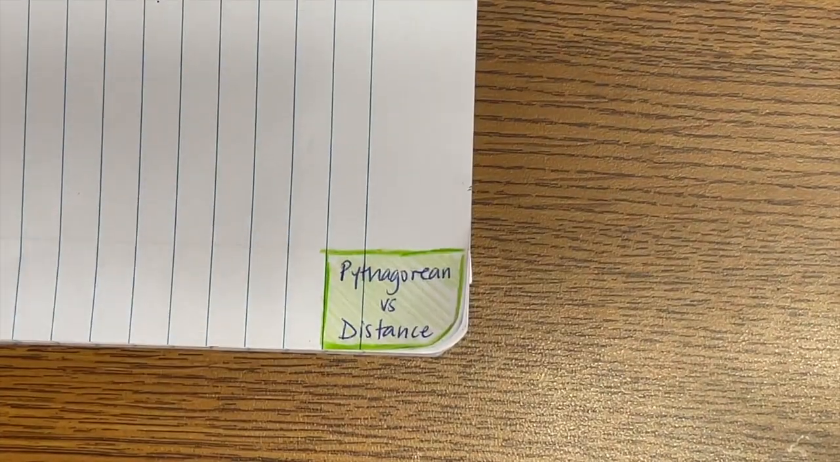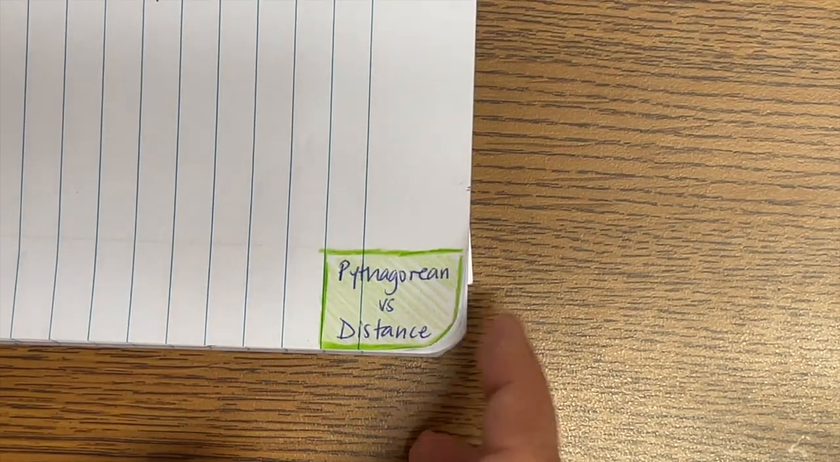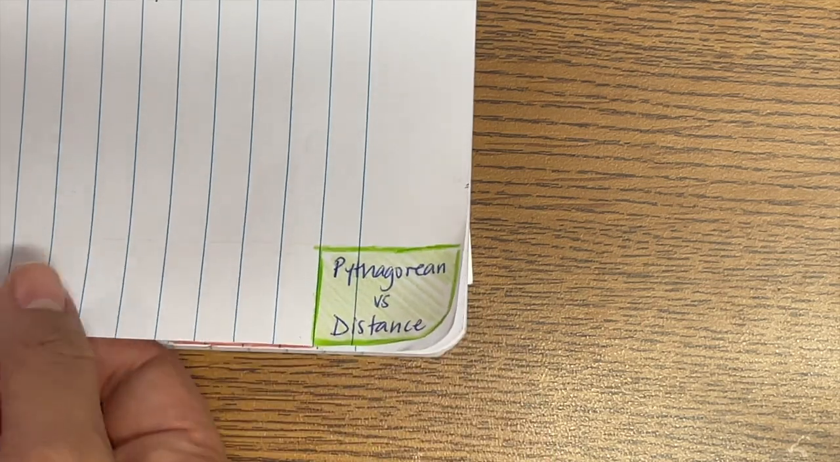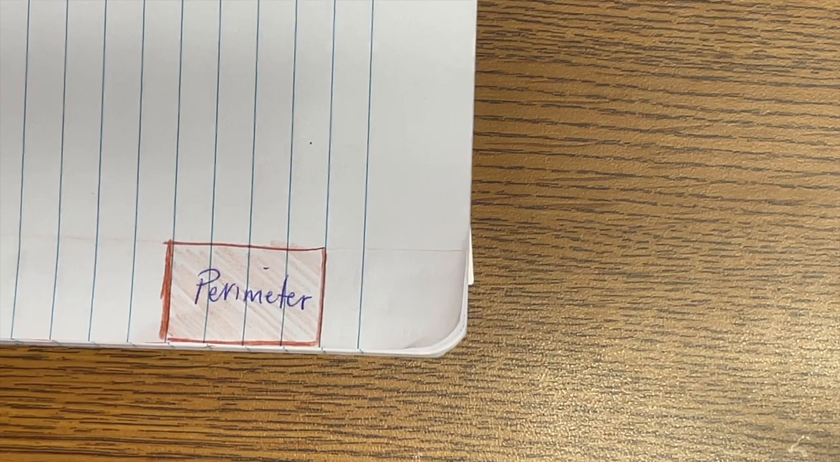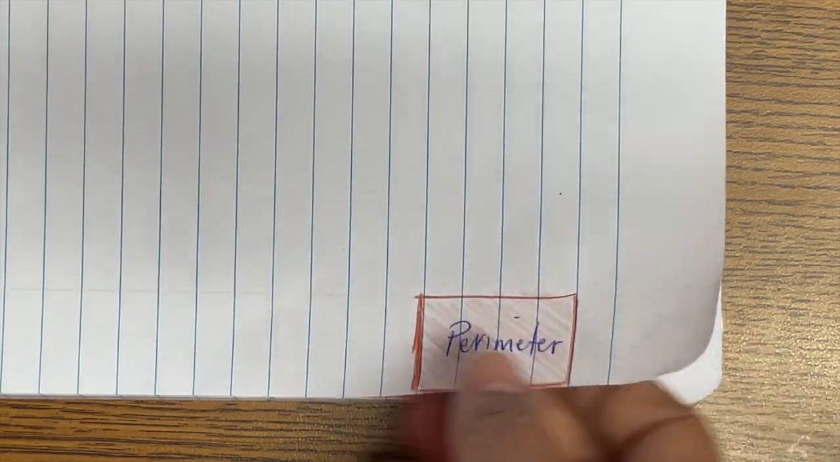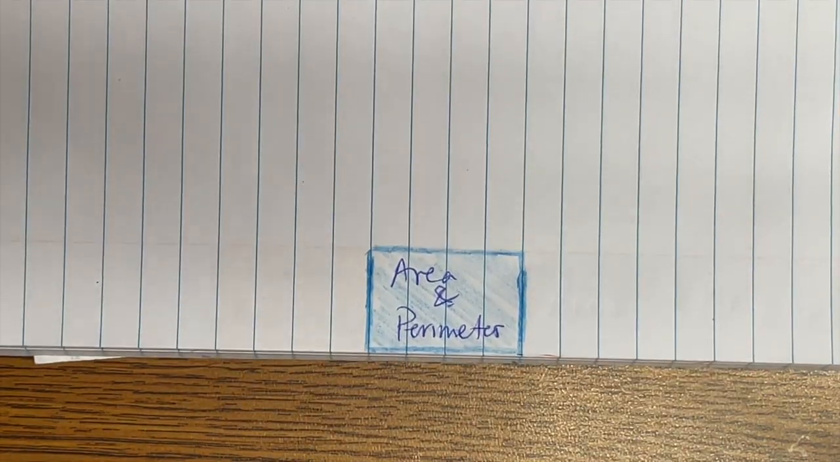So our first tab is going to be called, and I'm just going to fold it over, Pythagorean versus distance. And this is going to go hand in hand with the table of contents. All right, so pause the video as you need. Next one is going to be called perimeter. This is tab 2. Next one is going to be called area. This is tab 3. Next one is going to be called perimeter and area. This is tab 4.